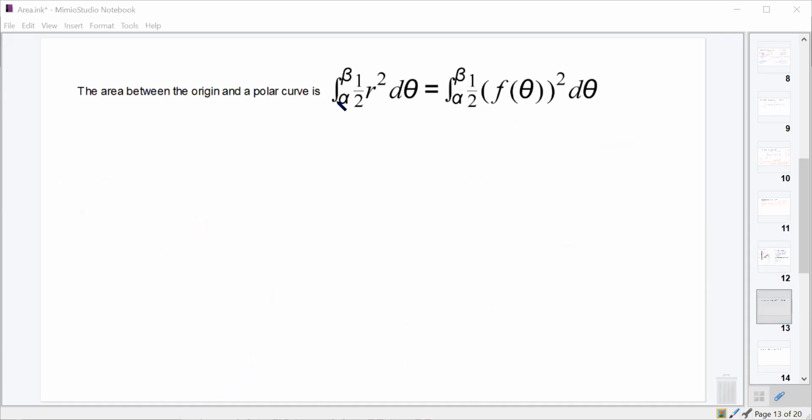So here's the formula. Sometimes it's written as 1/2 of f of theta squared d theta, but this is our area between the origin and any polar curve.